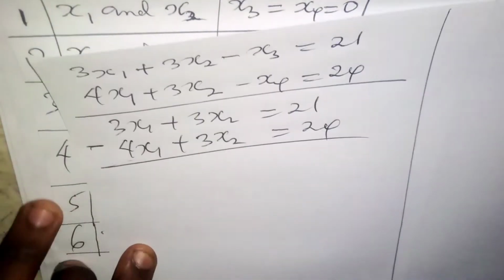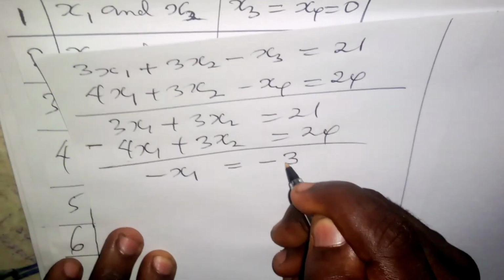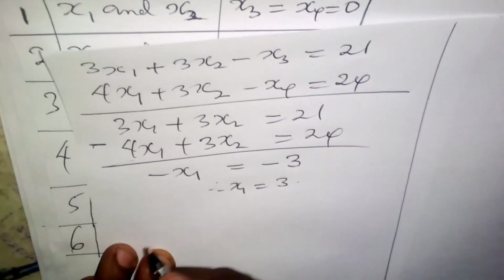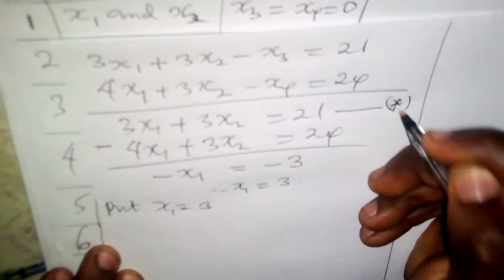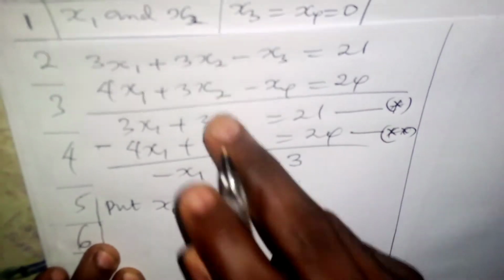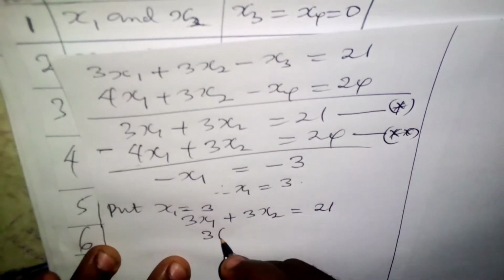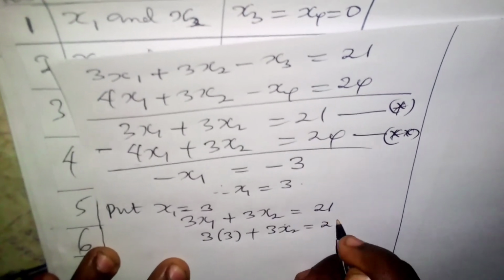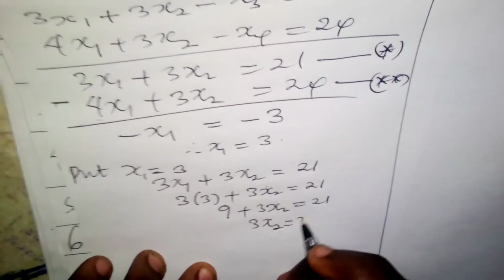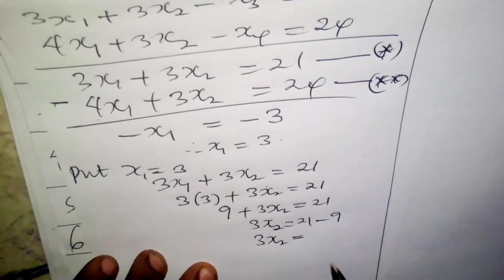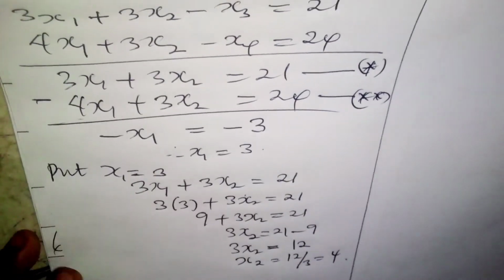And applying the elimination method of solving simultaneous equations, I'm left with minus x1 equals minus 3, therefore x1 equals 3. Then put x1 equals 3 into either equation star or equation star star so as to solve for x2. So this 3x1 plus 3x2 equals 21. 3 into 3 plus 3x2 equals 21. 9 plus 3x2 equals 21. Then 3x2 equals 21 minus 9. 3x2 here will give us 12. Then x2 will be 12 over 3, which is 4.